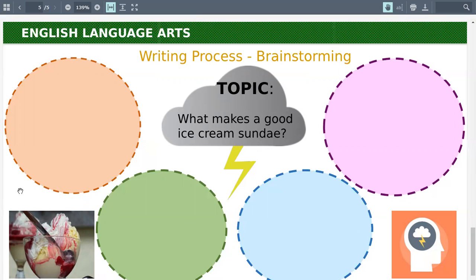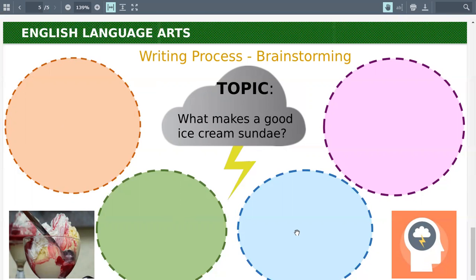So the first one I could say is that what makes a good ice cream sundae would be ice cream. I have to have ice cream in order to make the ice cream sundae. So the next thing I would like to say is whipped cream, because I love whipped cream on my ice cream sundae.